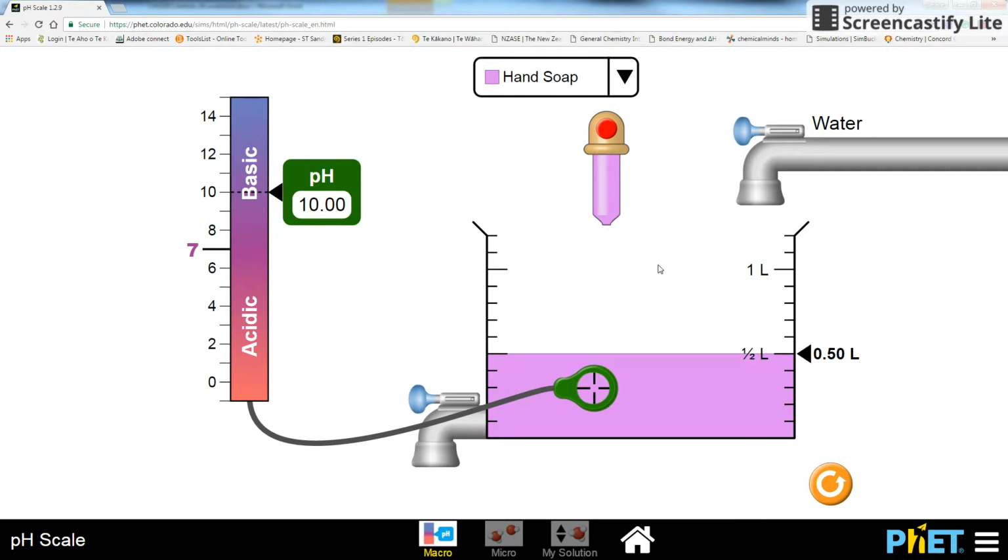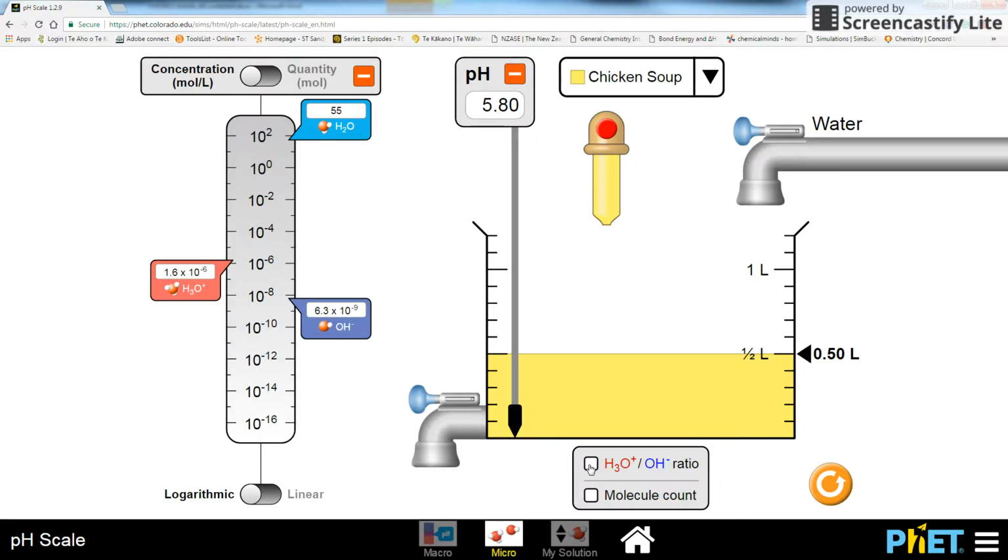Now, what makes them acidic or basic? We can explore this in the micro version. So click down here, and then you can explore or see the relationship between the blue hydroxide ions to the red hydronium ions. They're obviously not blue and red physically in real life. It's just the way we represent them.